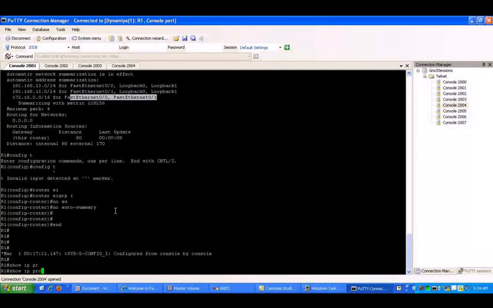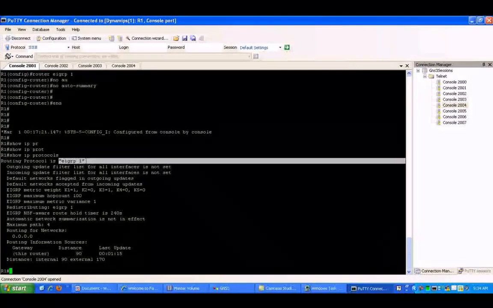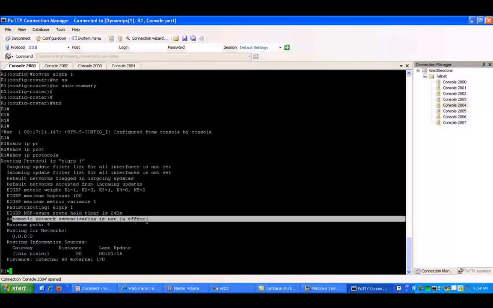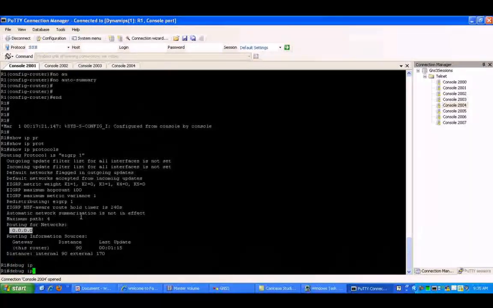Now that we have done that, if we do a show IP protocols to take a look at our EIGRP autonomous system 1, now we can see automatic network summarization is not in effect. And you can see that we have the routing for networks of 0.0.0.0. What this means is that any connected network or connected interface on our router is going to be advertised into this EIGRP autonomous system. So it will process EIGRP updates and send updates out the interface.